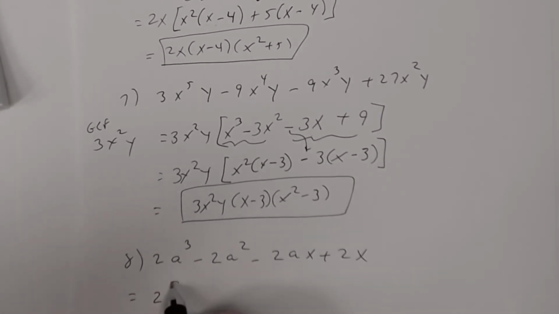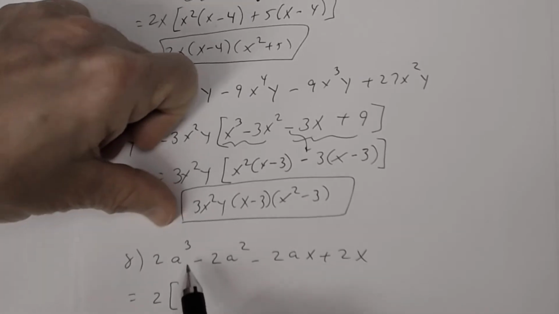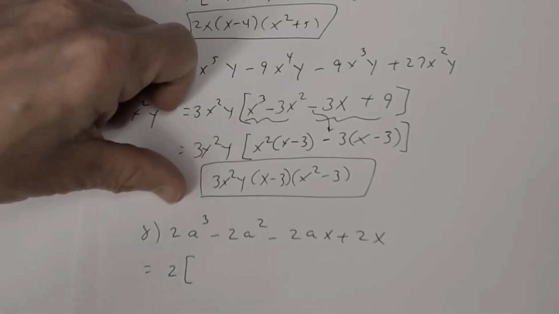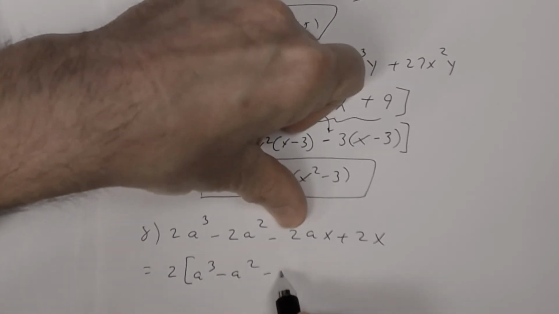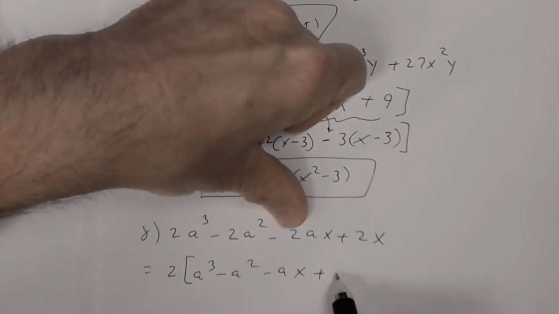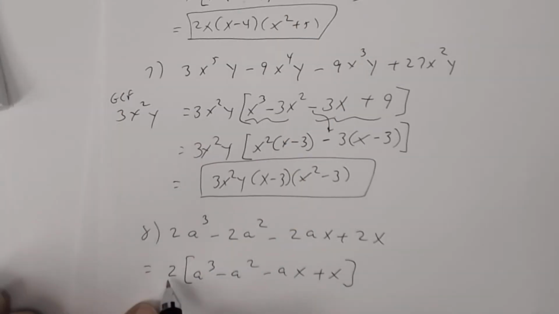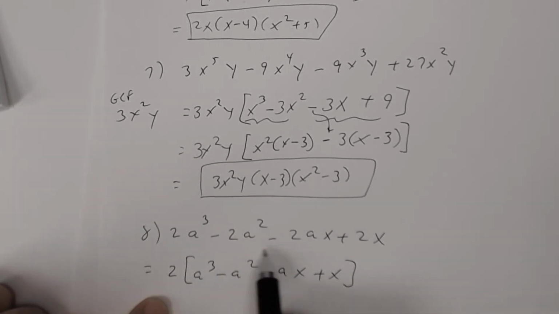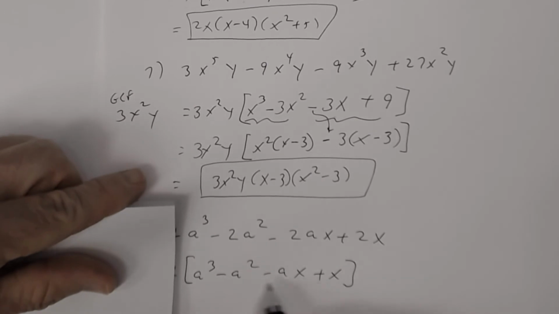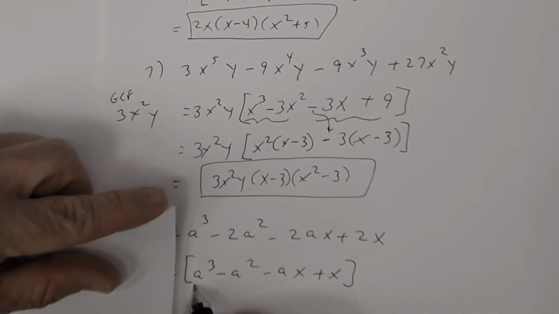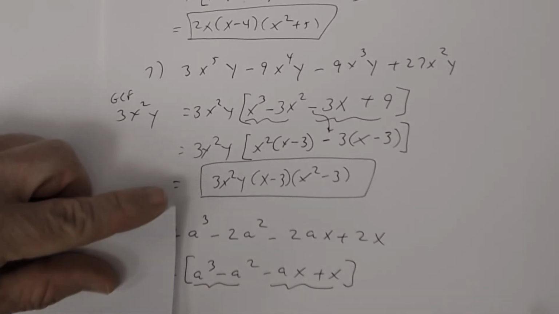So it would be 2 times, and then when you factor out the 2, you get a cubed minus a squared minus ax plus x, right? Because 2 times all of this gives me this back. All right, now let's do factor by grouping with what's inside the brackets. So I'm going to group the first 2, group the last 2.